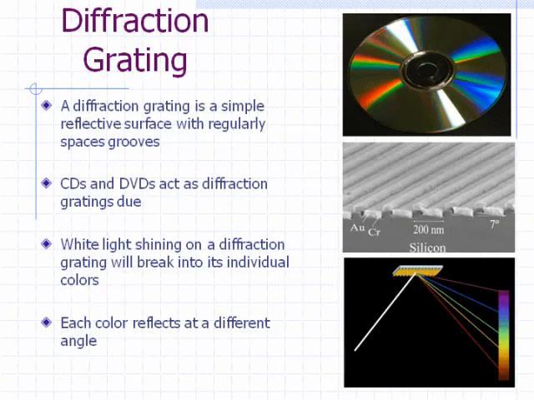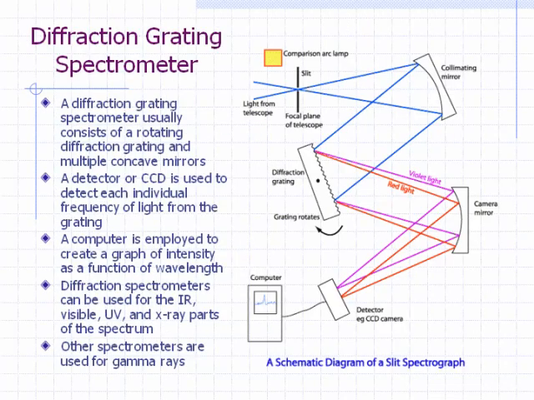Diffraction gratings, however, have a much larger wavelength range, I should say frequency range, at which they can be used. It's the same effect that you see with CDs and DVDs. You shine light on them and it breaks it into its different colors. And this is due to the closely spaced lines on it. And the same thing is done with the diffraction grating spectrometer.